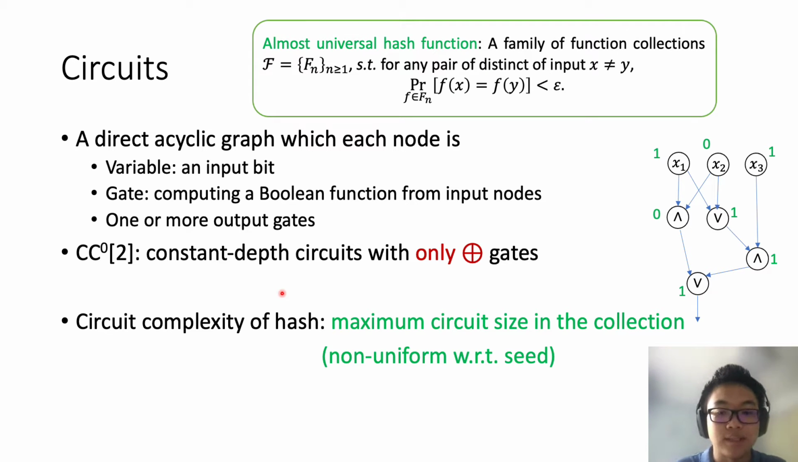I need to emphasize here again that the circuit complexity of hash function and also PRFs we'll talk about later is the maximum circuit size in the collection. So this is more like a non-uniform model with respect to the seed. We don't care about the complexity of constructing the circuit from the seeds. Okay, we do care about it. I'll talk about it in a minute, but we don't count them in the circuit complexity.